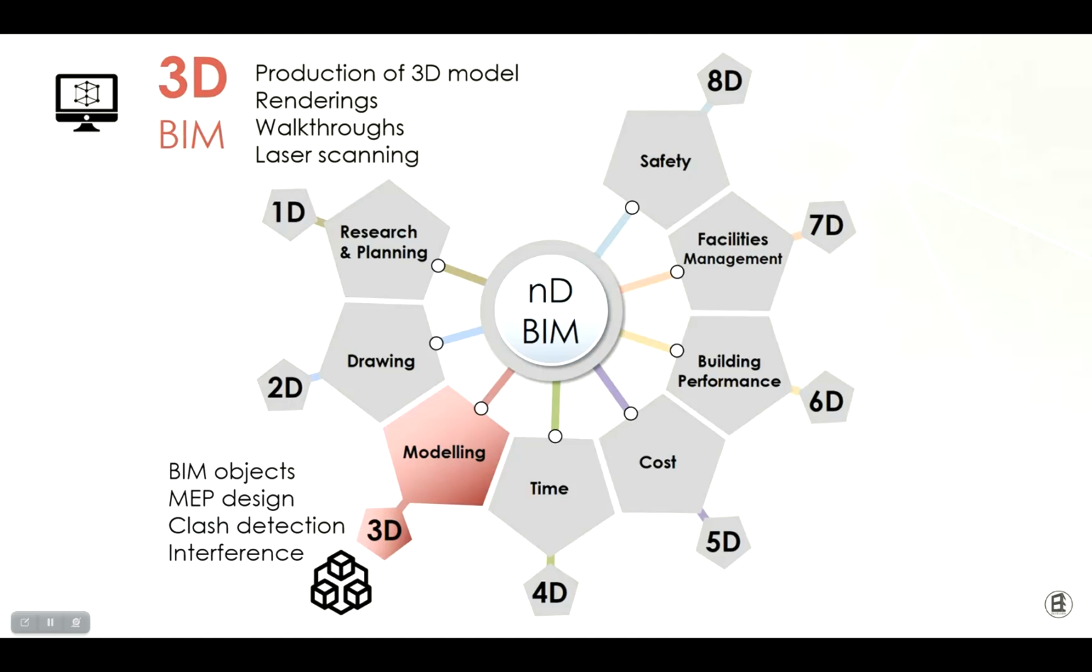So BIM projects contain the MEP design also. I already told you that it's basically heating, ventilation and air conditioning work, electrical work and plumbing work, and the clash detection interface. Clash detection is basically between the modeling, between the structure, between the MEP. So this is your BIM 3D.